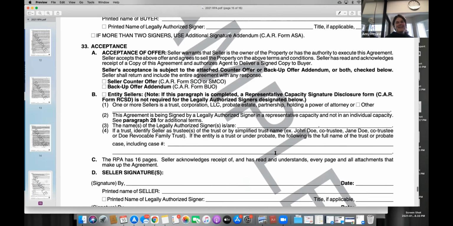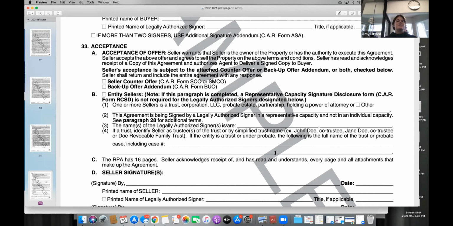Okay. Acceptance: seller warrants that the seller is the owner of the property and has the authority to execute this agreement. Seller accepts the above offer and agrees to sell the property on the above terms and conditions. Seller has read and acknowledges receipt of the copy of this agreement and authorizes the agent to deliver a signed copy to the buyer. Seller's acceptance is subject to the attached counter offer or backup offer addendum or both. Check below. Seller shall return and include the entire agreement with any response.